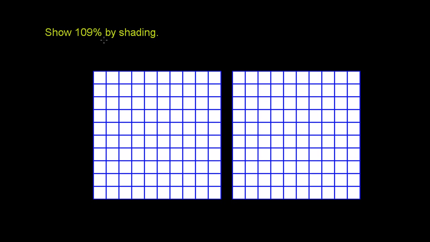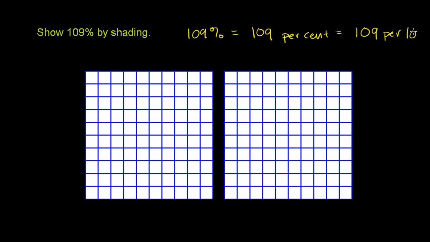Show 109% by shading. So just as a bit of a review, 109%, if we were to write it out, would literally be 109%, which is the same thing as 109 per, and I could write cent again, but that's getting old. Cent means 100, so it literally means 109 per 100. Per 100. If you had 100 per 100, you're dealing with a whole. But now we have more than a whole. We have 109 per 100.